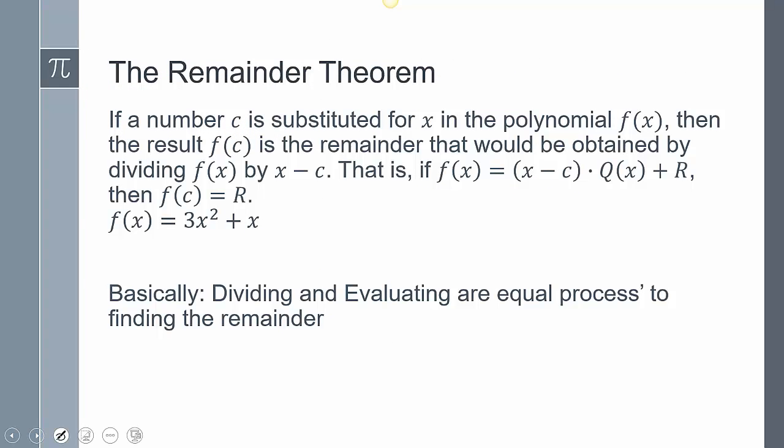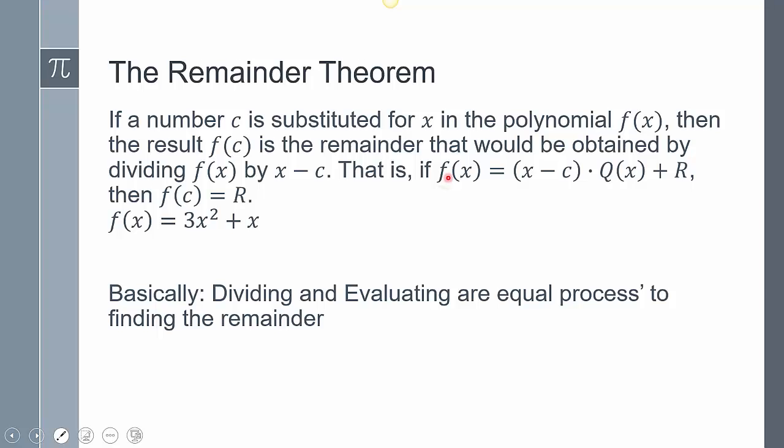Which is now going to lead us to the remainder theorem. What this states is that if a number c is substituted in for x in your polynomial, like we're evaluating for c, then the result, f of c, is the remainder that would be obtained by dividing. So dividing and evaluating, whatever that remainder is, it's basically going to be the same thing.